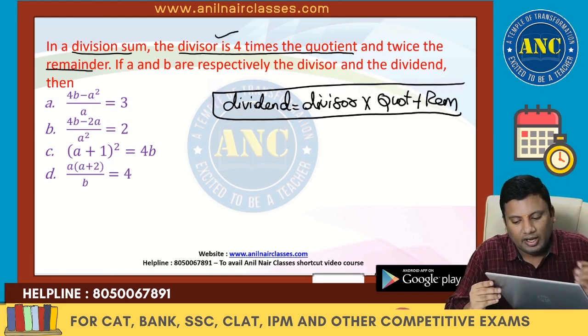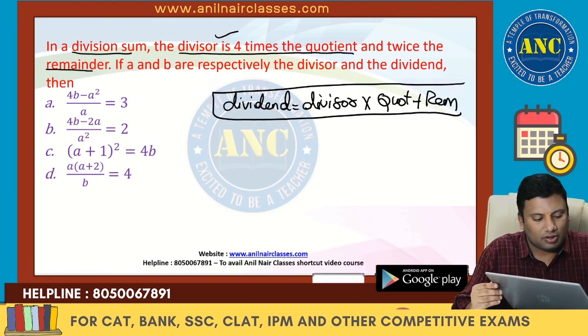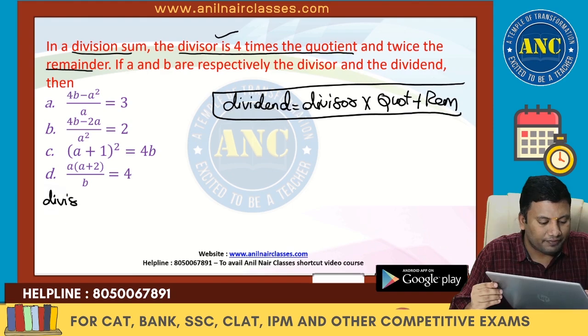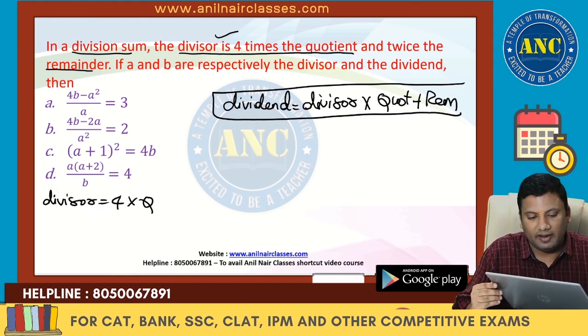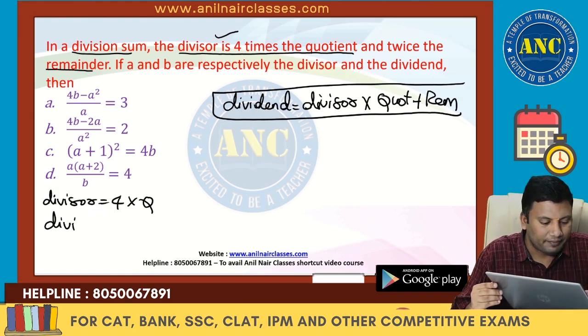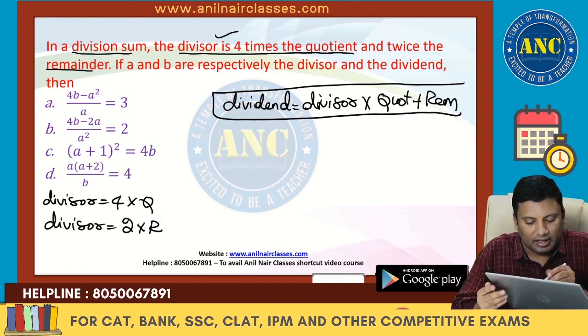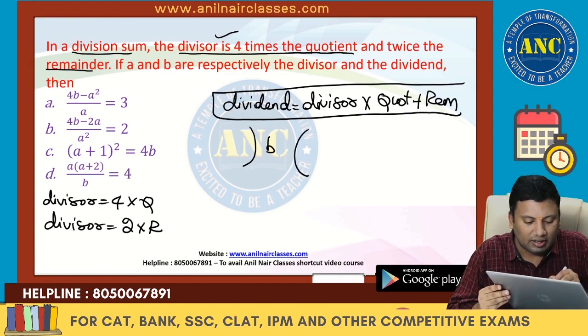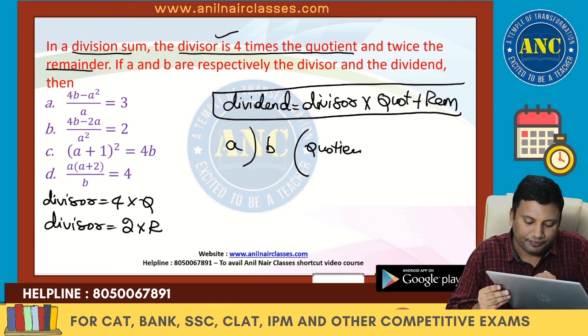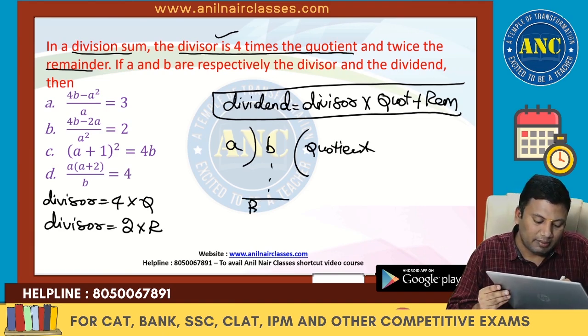First statement, divisor is 4 times the quotient. Okay, clear? And divisor is twice the remainder. If A and B are respectively the divisor and the dividend, so B is nothing but the dividend, A is nothing but the divisor. Right? This is nothing but the quotient, and this is nothing but the remainder.